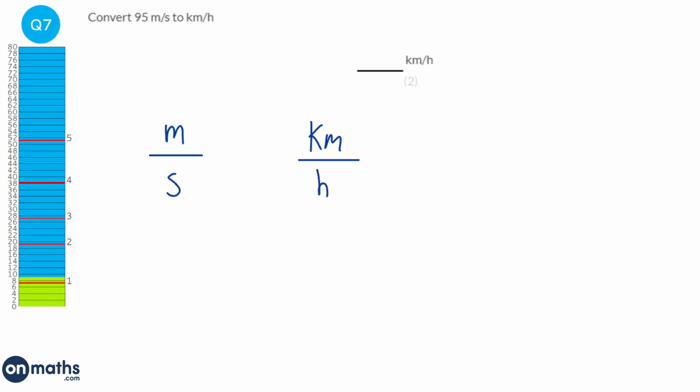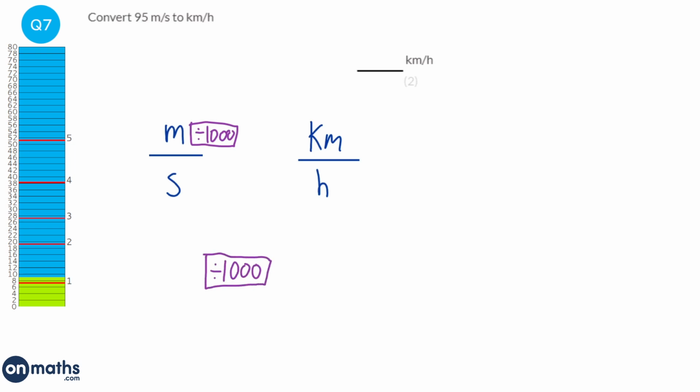Now converting the meters part is quite easy, because all we need to do is divide by 1,000. And when you divide the top of a fraction by 1,000, you just divide the whole thing by 1,000. So we're just going to divide the whole thing by 1,000.